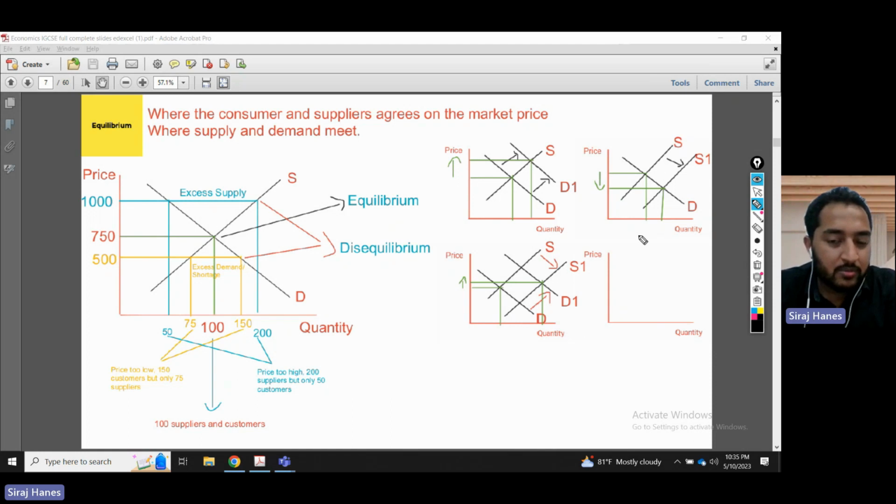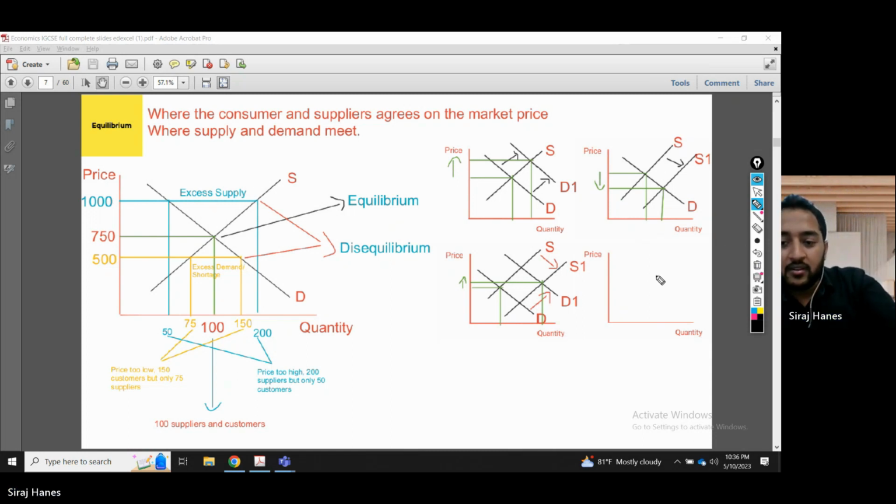Again, one more time, just to keep in mind, a right side shift for either of the curves, demand or supply, means an increase. A left side shift indicates a decrease. Let's move on.